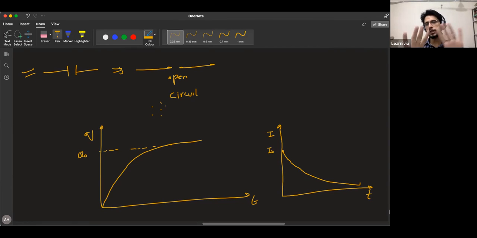We'll stop here. In the next class, we'll do numericals. We'll search previous year's questions based on this concept. Although there are very few questions based on the RC circuit, we do those questions. Okay, we'll continue this tomorrow, 9 o'clock.